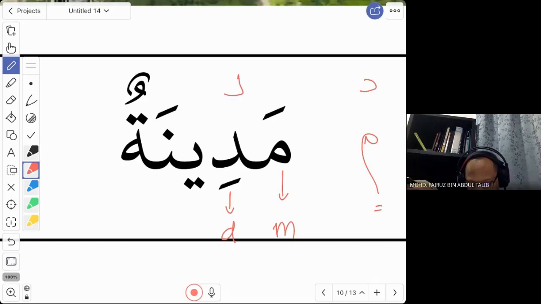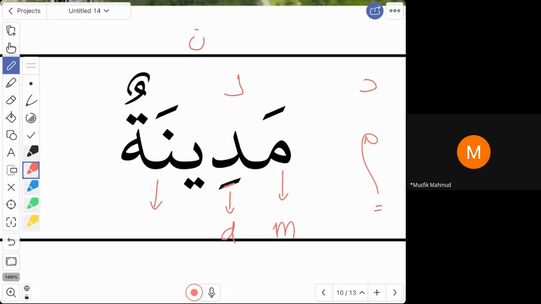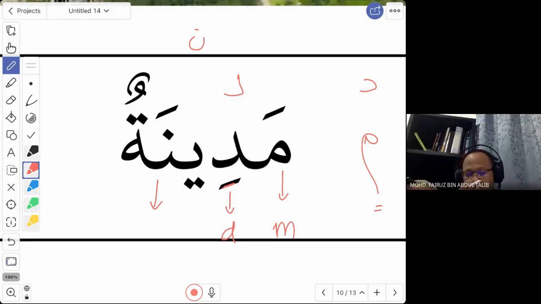So here you have what? This is the ya, right? Yes, this is the ya, but this is the long vowel, so we skip this one. What about this letter, the one with the dot on the top of it? Nun. Nun, good. Yes, that is the N sound. And the last letter?